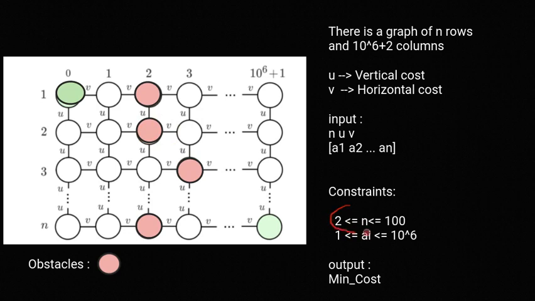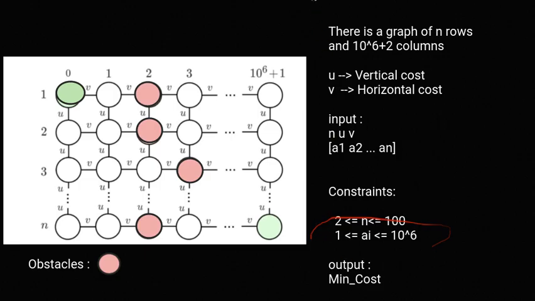Then there is a constraint. The number of rows has to be at least 2 and at most 100. And this constraint says that we cannot have any obstacle in the first, 0th column and the last column. So these two columns, first and last, are going to be obstacle free zones. You can freely move anywhere you want and we can easily reach our destination. So if somehow we find a way to reach this node or any node in this line, we'll simply glide down and reach our destination. So this is a very important constraint.